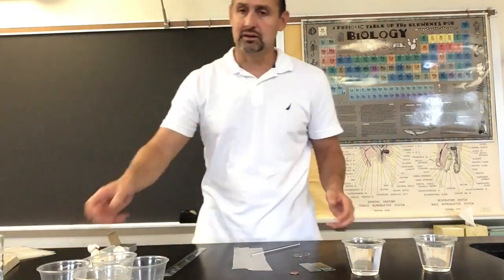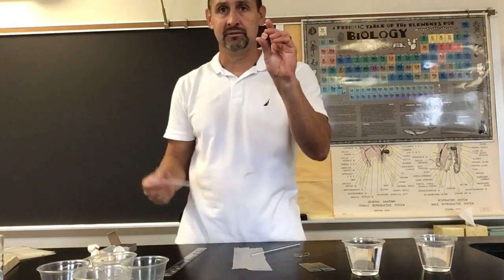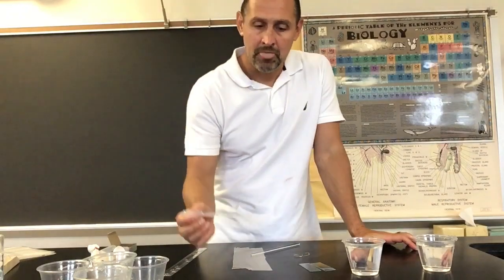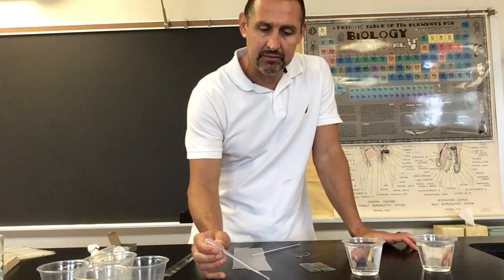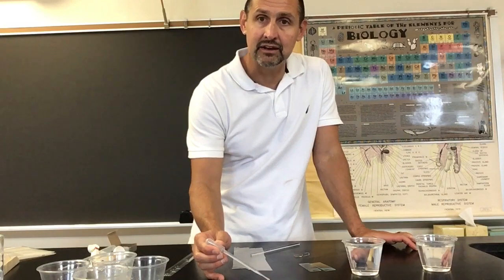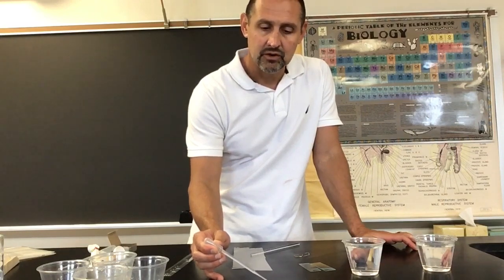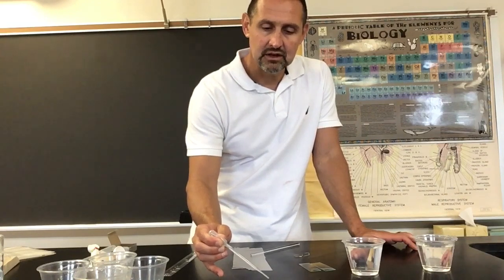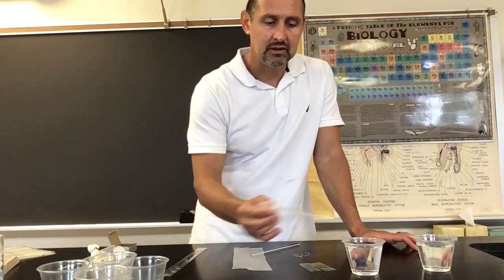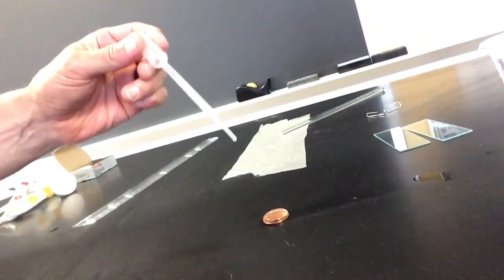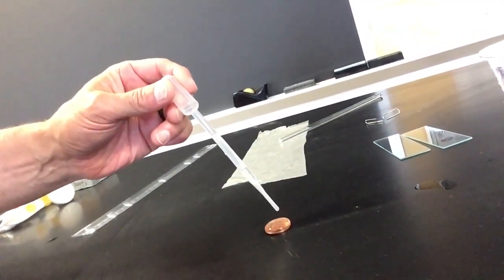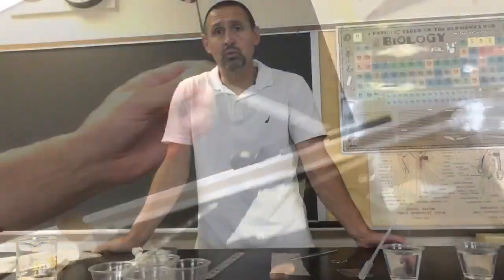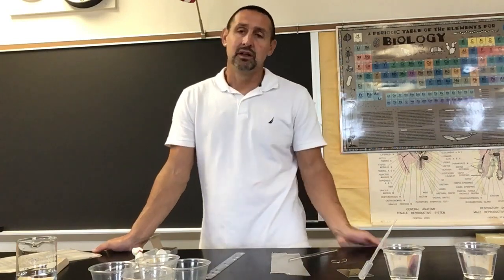Let's start with what I have, which is a penny and a dropper. I'm just going to fill my dropper with some water, and I want to see how many drops of water I can get to stay on the surface of that penny before I make a mess. So what property of water would that illustrate?